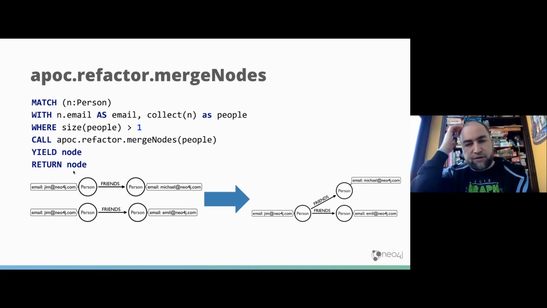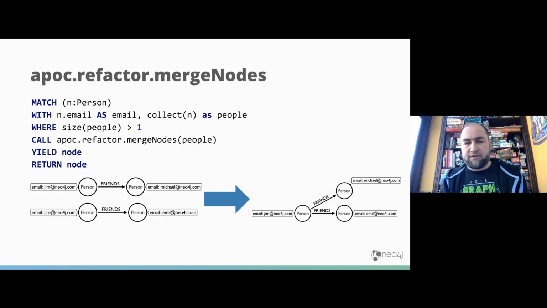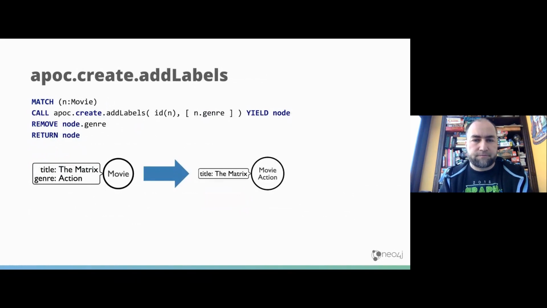And for the properties and relationships, you can also provide additional configuration that says, should I just take the first one? Should I take the last one? Should I add them up together? Should I turn them into a list if I have multiple properties and so on? So that's a quite useful operation here.